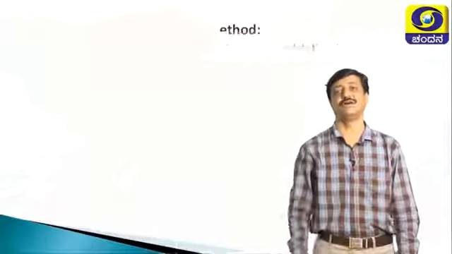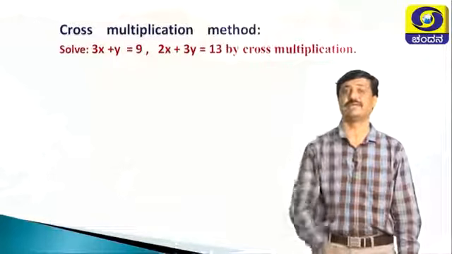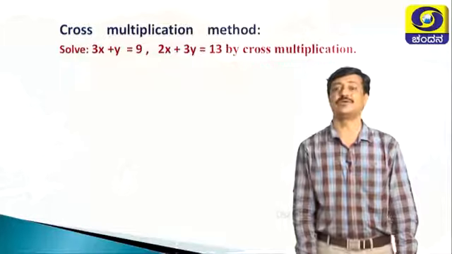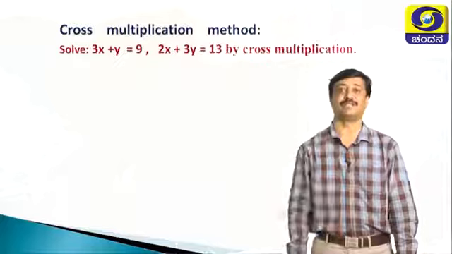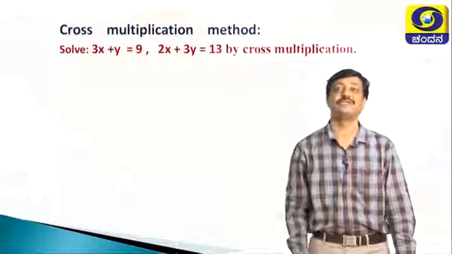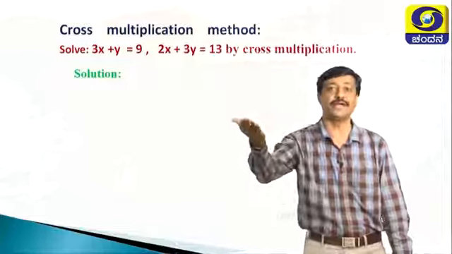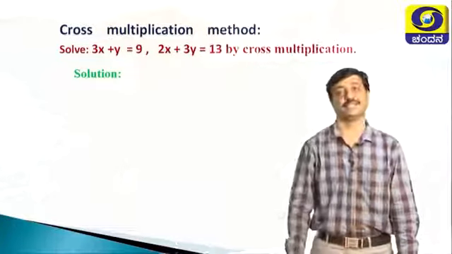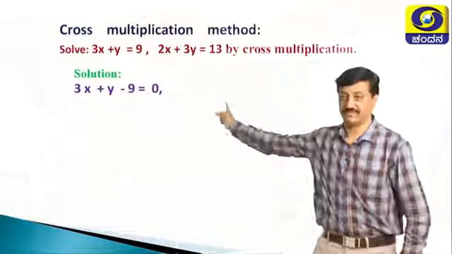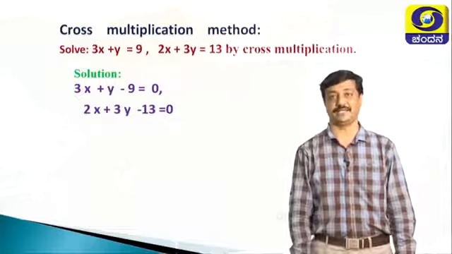Now, let me solve one equation pair by cross multiplication method. Here is an example. Solve 3x plus y equal to 9, 2x plus 3y equal to 13 by cross multiplication method. What to do in the first step? You have to reduce the given equations into standard form. How to reduce? By transposing all the right side terms to left side. You will get like this. 3x plus y minus 9 is equal to 0, first equation. Again, second one, 2x plus 3y minus 13 is equal to 0.